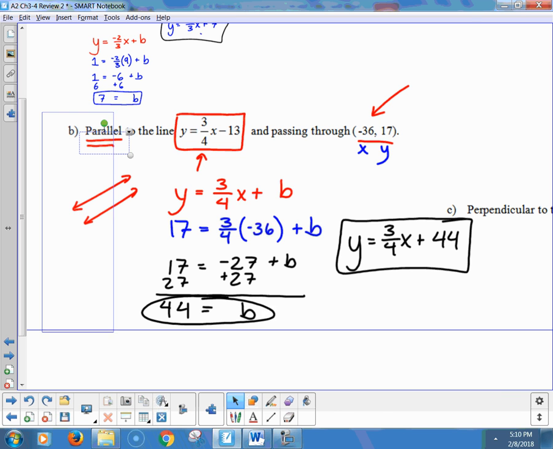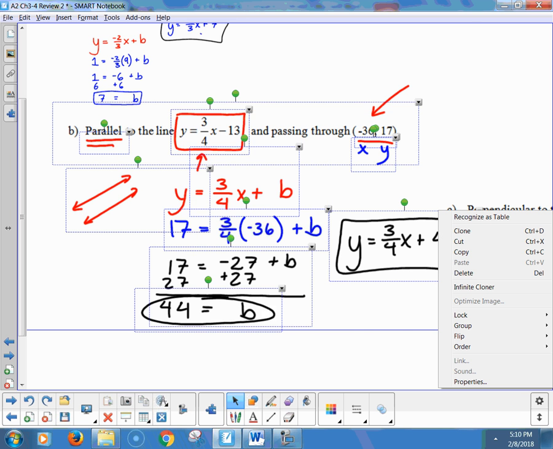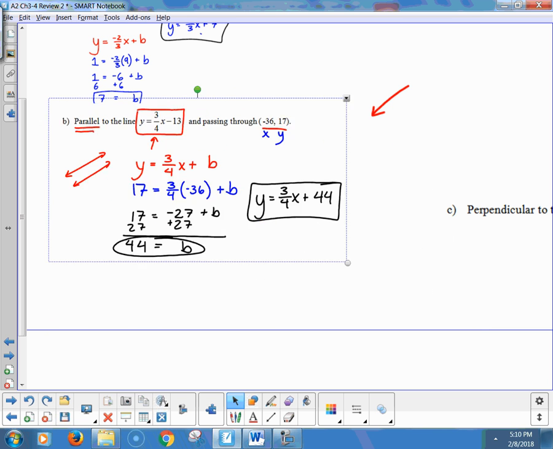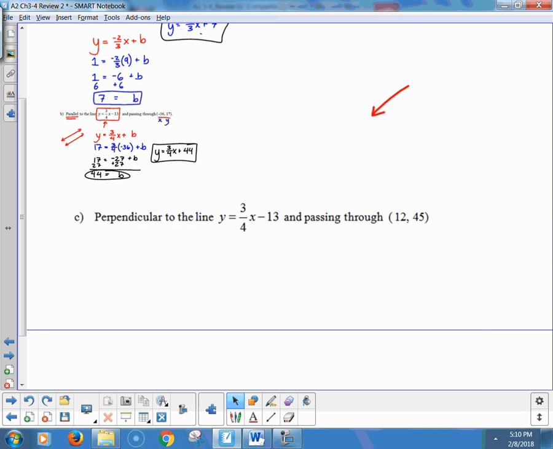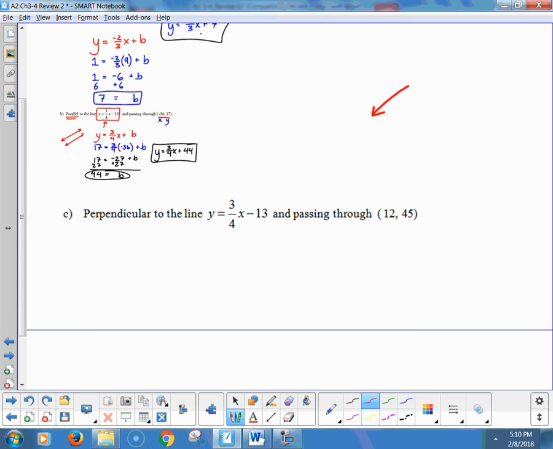Let's take a look at problema numero C. Number C says, how about perpendicular to this line and passing through (12, 45)? Well, perpendicular lines have reciprocal slopes, and if one is a positive slope, then its perpendicular slope is negative. So they are negative reciprocals. So our slope would be y equals negative 4/3 x plus some mystery y-intercept.